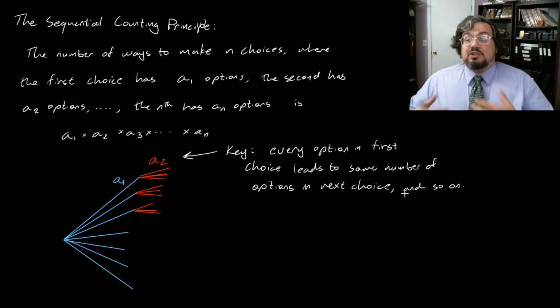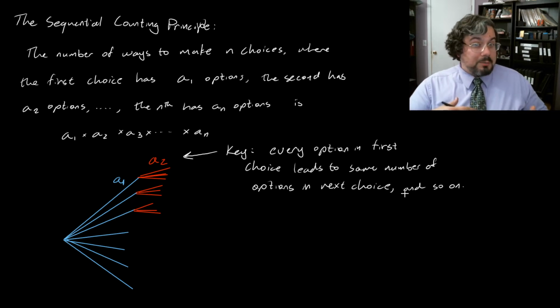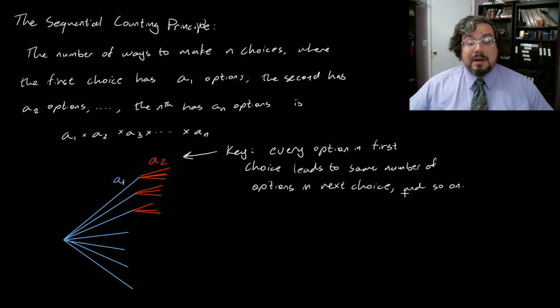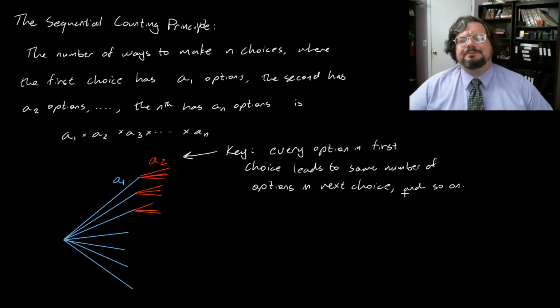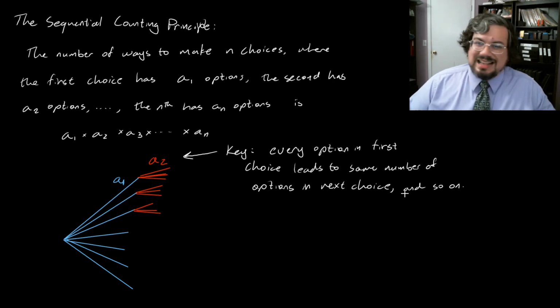If you're in a situation that's more complicated than this, where depending on the choice you make in the first step, you might have more or fewer options in the second choice, the sequential counting principle doesn't apply. You'll need to handle things more carefully, maybe more directly. You'll need something more complicated. But in many ways, the sequential counting principle will work for many of the problems that we want, although we'll see a little bit of a wrinkle in our last example today.